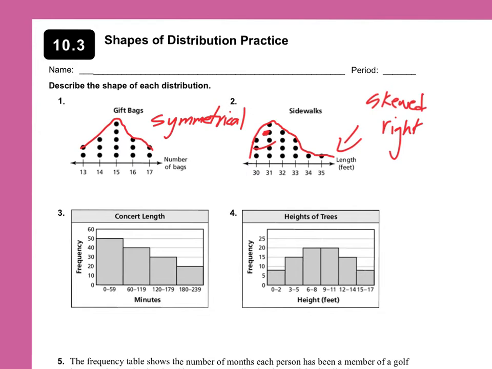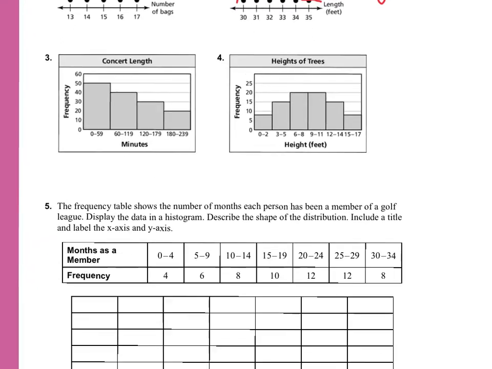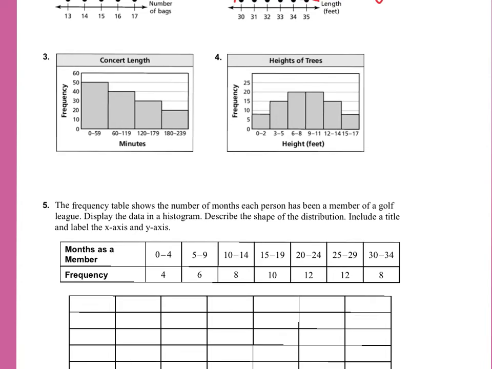Okay, so what does that look like when we're looking at something other than a dot plot? Can we still determine if it's symmetrical or skewed left or skewed right? We absolutely can. So again, we have our data here and it goes downhill. Well, where's the tail at? Okay, the head's over here, right? So our tail's over here, so this one would be skewed right.